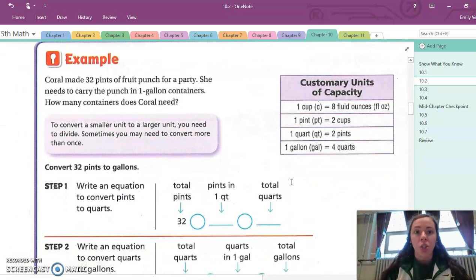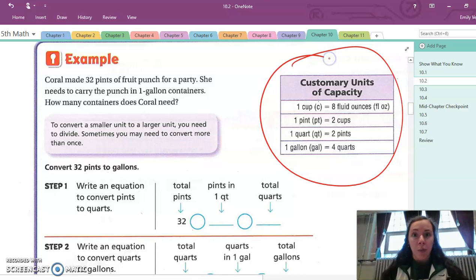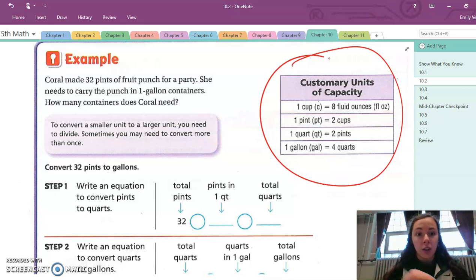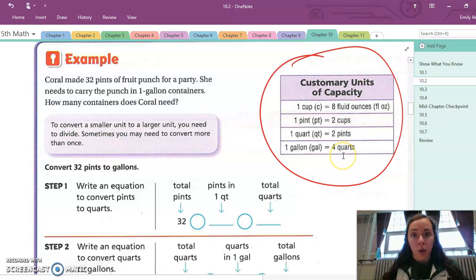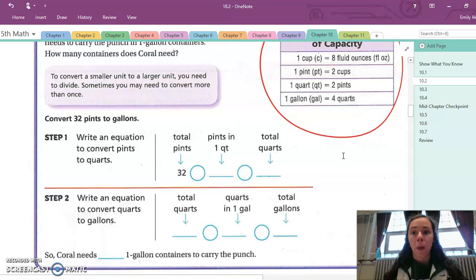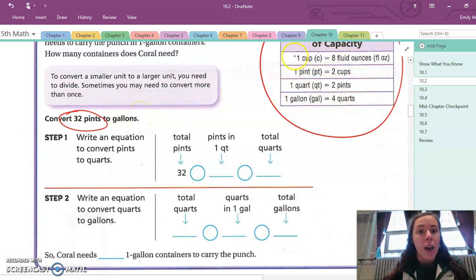Turn the page. Keep your eye on this table. That's going to come in really handy. It's the same thing you have in your notebook, but it's going to be easier to look back on this page, I think, while you're doing your work. Okay, here we're going from pints, 32 pints to gallons, but if you look at our table here, we don't have a conversion from pints to gallons. We can go pints to quarts and quarts to gallons, so this is a double-step conversion.